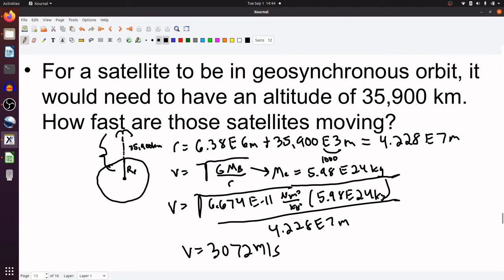So the orbital speed of a satellite in geosynchronous orbit, it's in sync with us, moves along with the planet, is around 3,000 meters a second. So you're looking at around 10,000 miles an hour. So pretty fast.